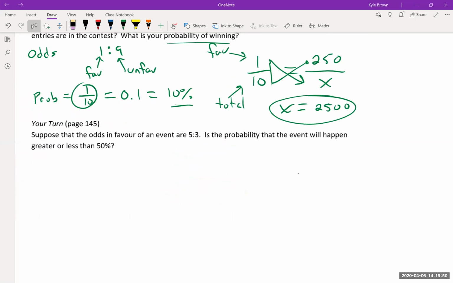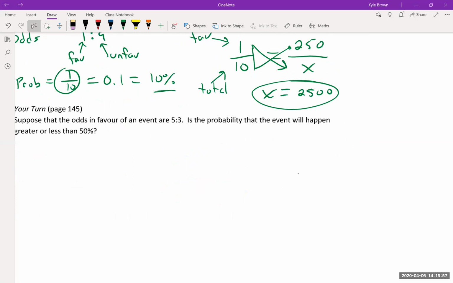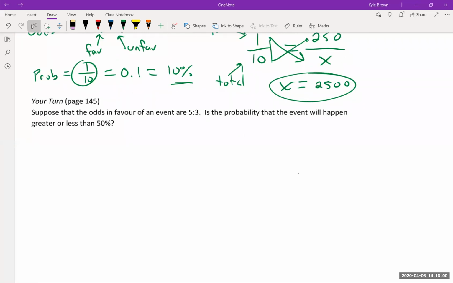Okay, all right, cool. Suppose the odds in favor of an event are 5 to 3. Is the probability that the event will happen greater or less than 50%? You could probably see what the answer is, but let's write this out as a probability to make sure. So 5 to 3 would be a probability of 5 over what? You'll need 2 hands to show me this one. 5 over 8, yep, the total.